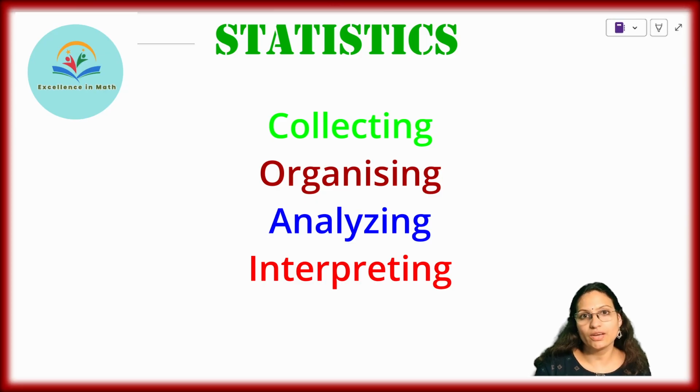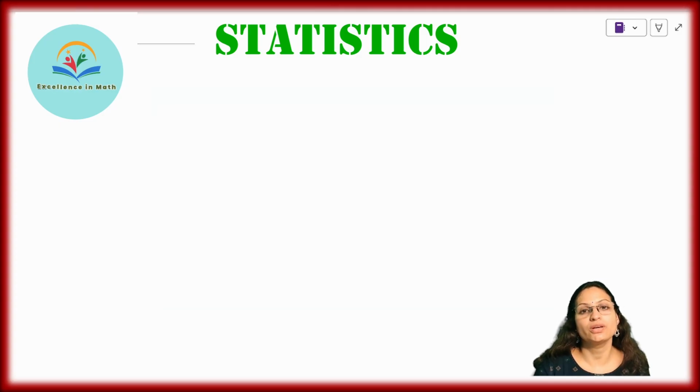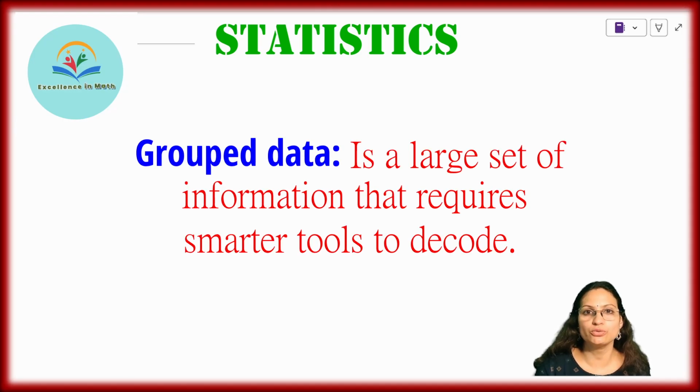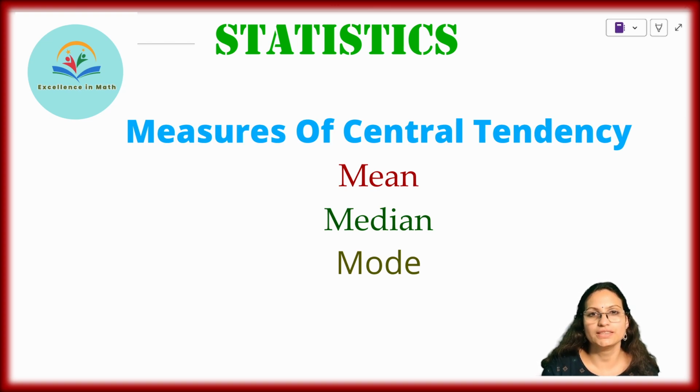In class 9, we dealt with discrete data. But now, in class 10, yes, we step up into grouped data. Grouped data is a large set of information that requires smarter tools to decode. To kickstart our statistics journey, we must first understand what is the heart of data. Any idea? Yes, the measures of central tendency like mean, median and mode.